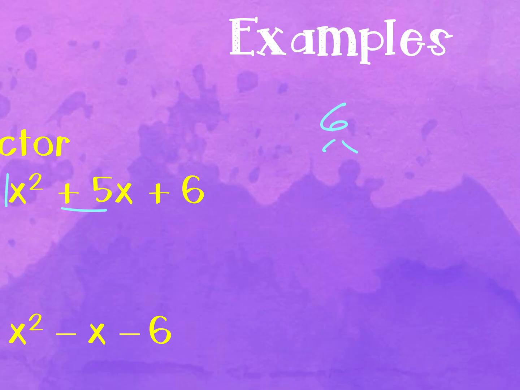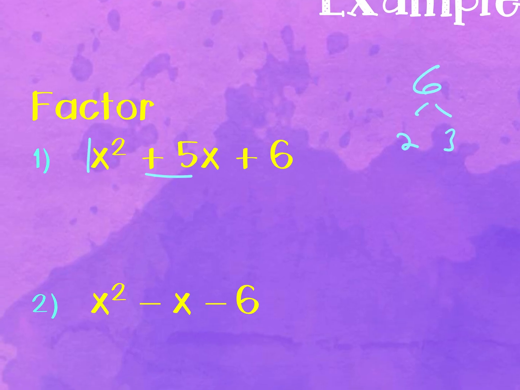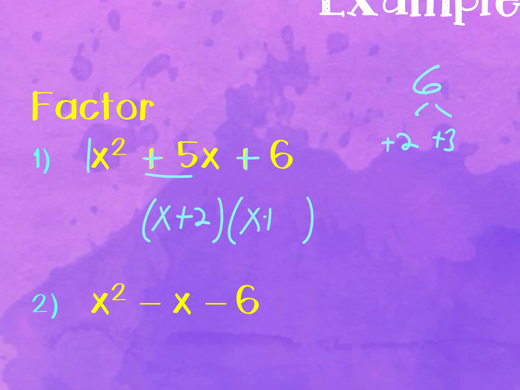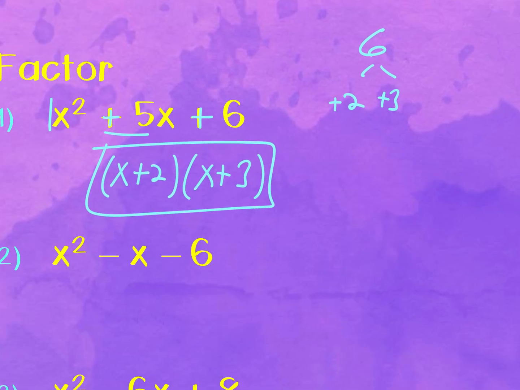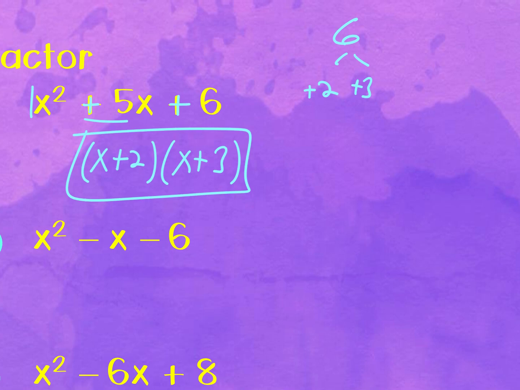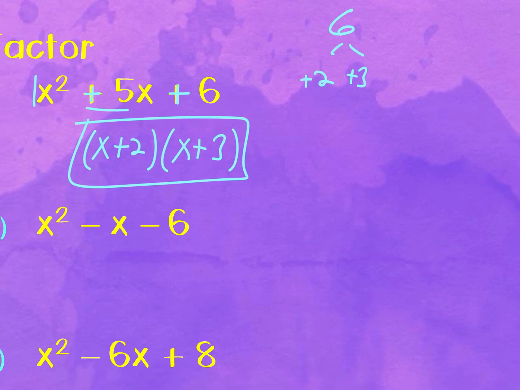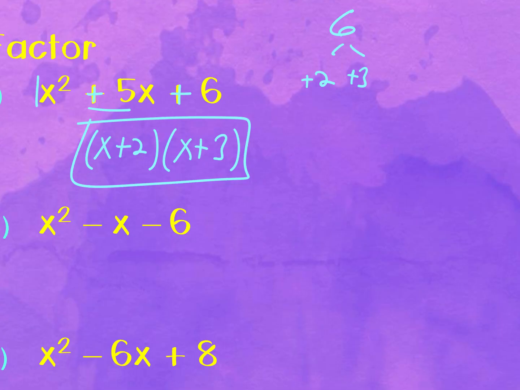3 and 2. Good, right? 2 and 3 or 3 and 2. The order does not matter. So 2 and 3. They're both positive because they add up to a positive 5 and they multiply to a positive 6. So all we have to do now is stick them in parentheses with an x: x plus 2 and x plus 3. Any issues there? Awesome.